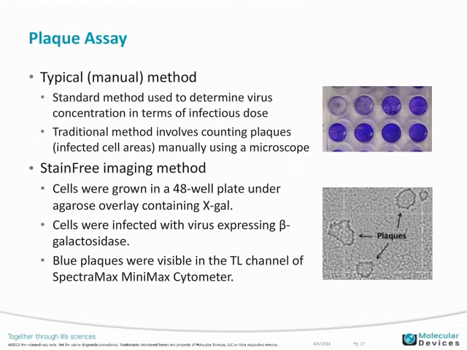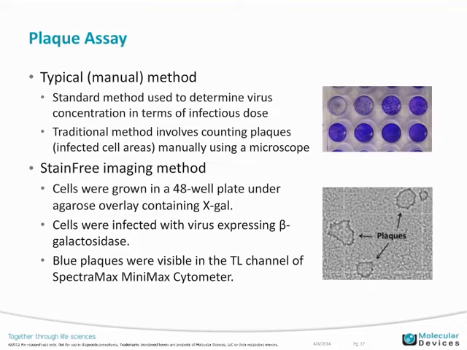Here's an example of a type of assay that typically requires a lot of time and hands-on effort to complete. So it's a plaque assay. A viral plaque assay is used to determine virus concentration in terms of infectious dose. And the traditional method would involve infecting a layer of cells with the virus and then looking for plaques or cleared areas where the cells have been infected under a microscope and then counting those plaques or infected cell areas manually. So that's very time-consuming. It often involves having to use a stain. So we can do that using the stain-free analysis method.